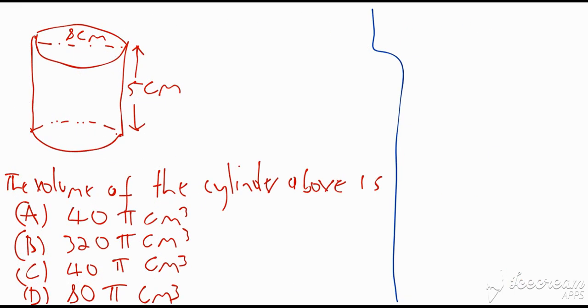Here's an example of a third question. Here we have a cylinder, and the question is: the volume of the cylinder above is. Now, of course, there are several ways to do this. We can always go with the formula, because we know that the volume of a cylinder is equal to pi r squared h. However, notice we didn't get the radius, we got the diameter. So to get the radius, we divide the diameter by 2. So the volume would be equal to pi. And of course, all the answers are in terms of pi.